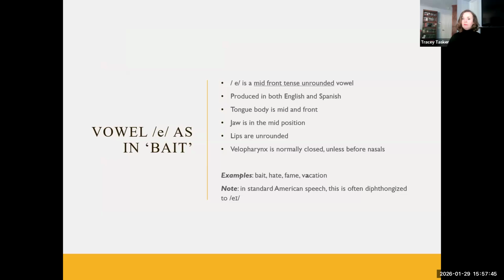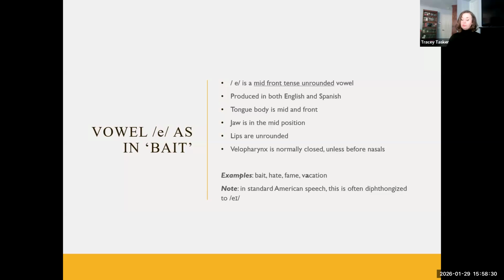A is a mid-front vowel, and it's tense. So you felt the tenseness with E, but A, you can see also that it's unrounded. You can see my lips are retracted. It's produced in both English and Spanish. Again, the tongue body is in that mid-front position. The jaw is in a mid position. And again, the velopharynx is closed unless we have that nasal quality because of the adjacent nasal consonant.